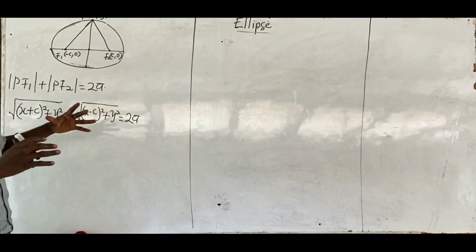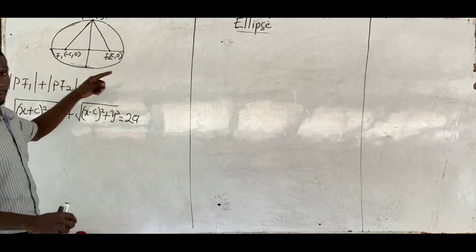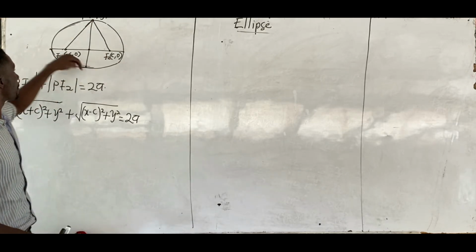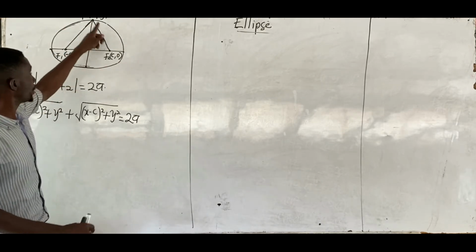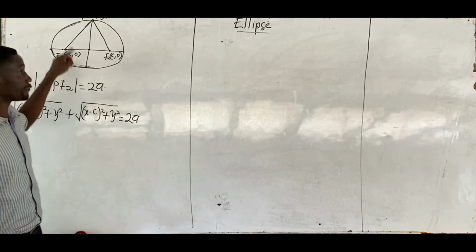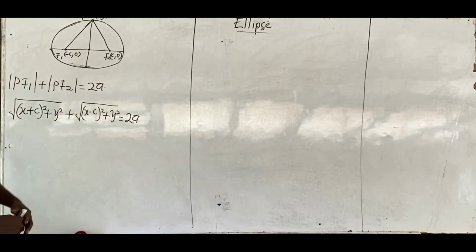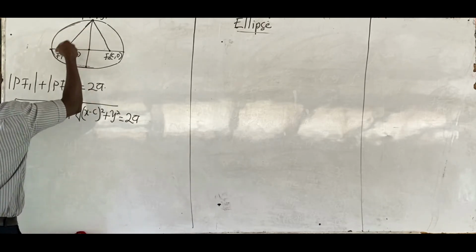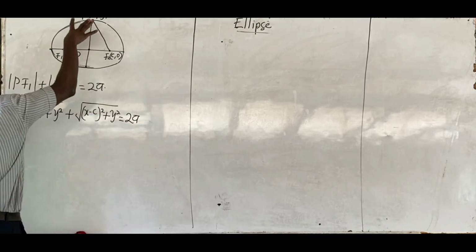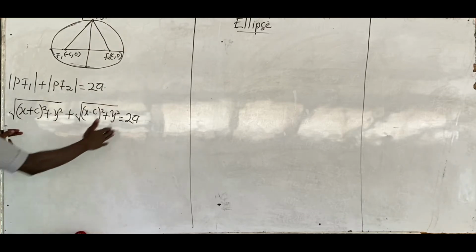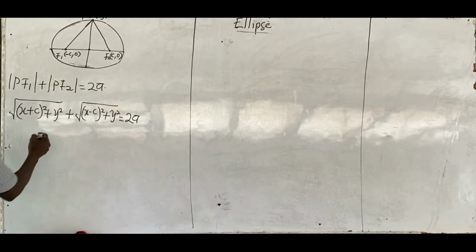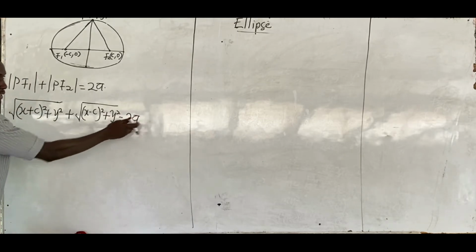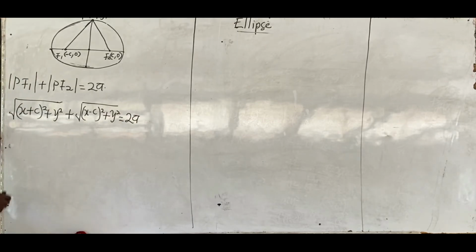It is a set of points, in fact, variable points. P can be on any point. P could be any point on the curve. In fact, this is a curve. And the distance from P to the foci, F1 and F2, must be equal to the constant, which I have done.